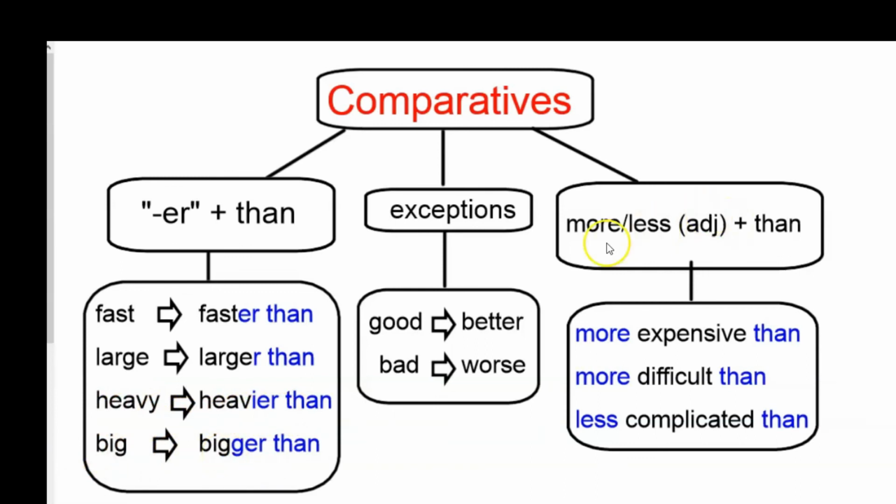For long words, we have more or less. The adjective stays the same plus than. For example, more expensive than, more difficult than. If you want to use less, you can say less complicated than, to give you an example. Some exceptions: good, better, and bad, worse.